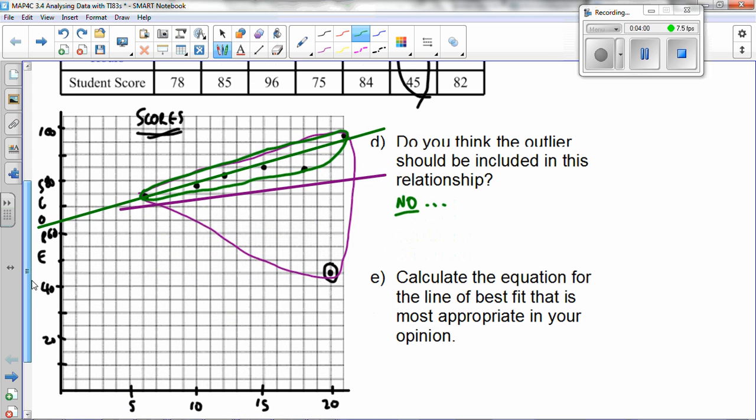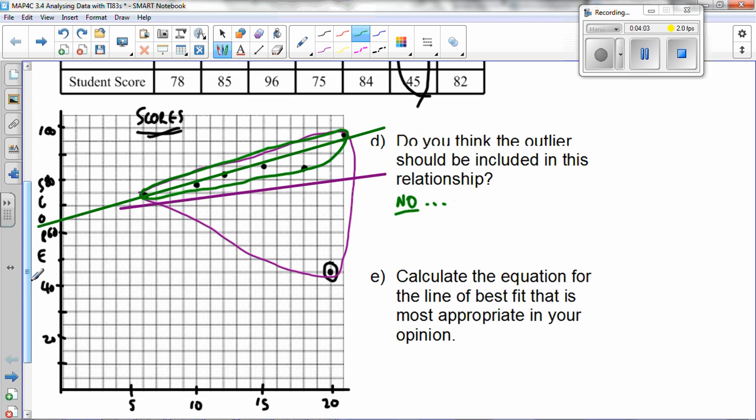Calculate the equation for the line of best fit that's most appropriate in your opinion. So I'm going to do the green. I'm going to go y equals mx plus b. We're going to pick 2 points to find the slope. And because I don't have any breaks, I can actually read my y-intercept straight from the graph. There it is, and it looks like 65. But if we couldn't read it, or you put a break in your graph, we could calculate that, and we covered that in previous videos. Just look back a couple of videos.